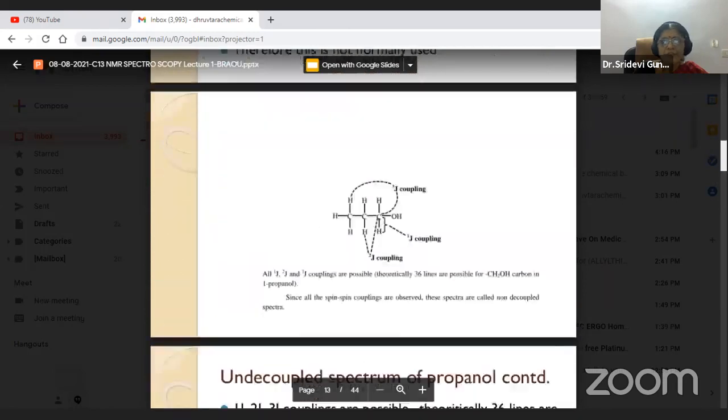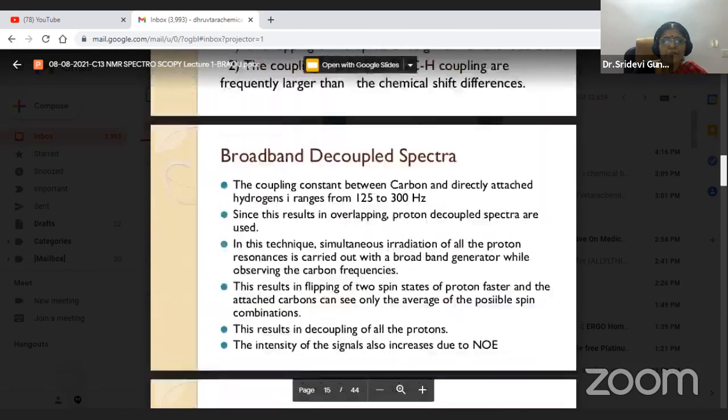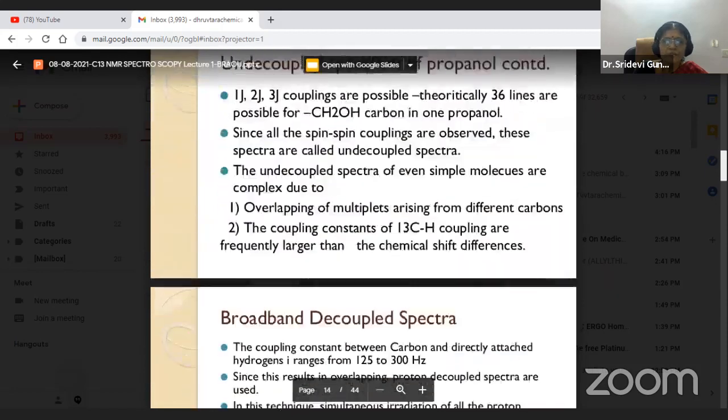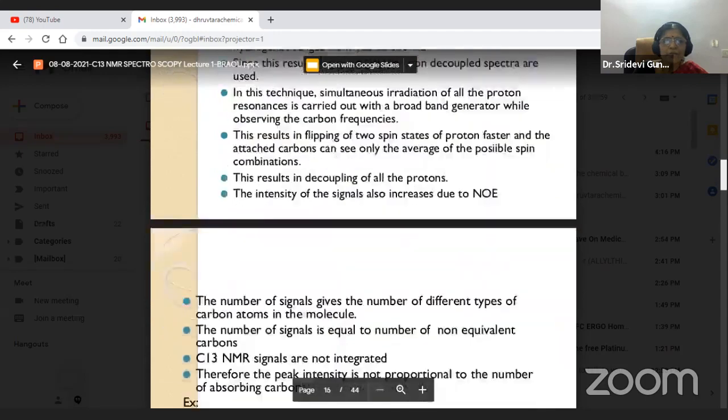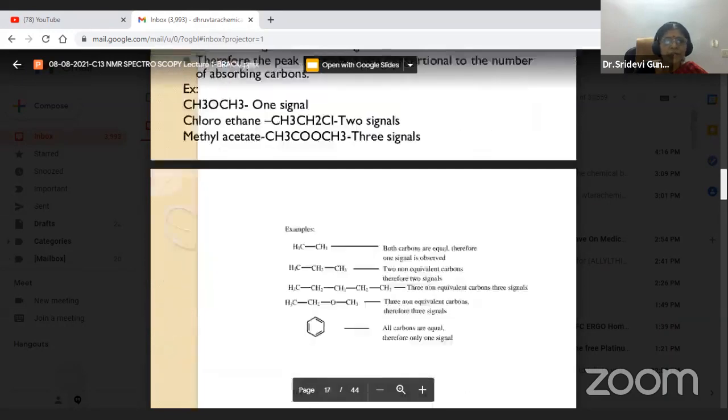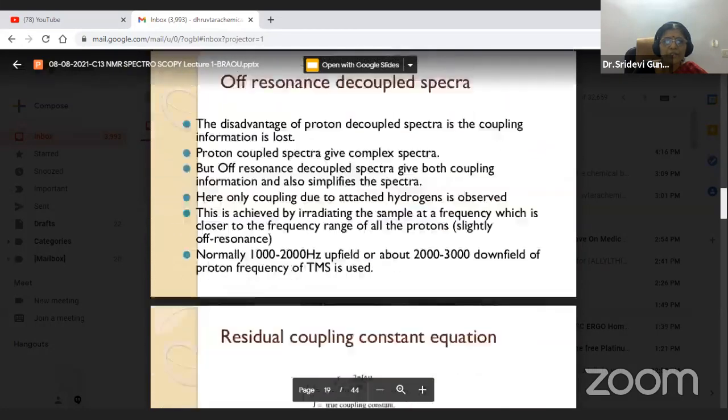We have 4 types of spectra. Undecoupled spectra, where all coupling information is written. And for broadband decoupled spectra or proton decoupled spectra, the coupling information is not written. All the coupling information due to all hydrogens is lost, so all carbons appear as singlets. And in off resonance decoupled spectra, only the coupling due to carbon and hydrogen is written, and all other coupling information is lost.